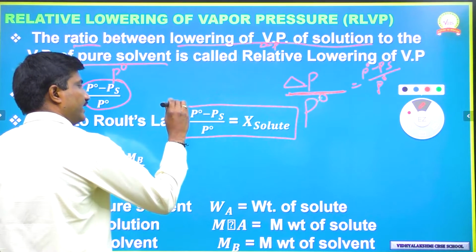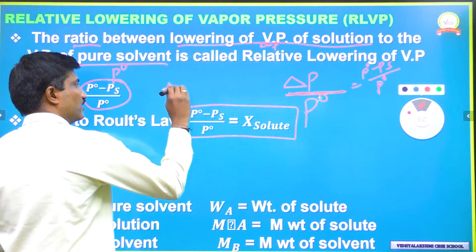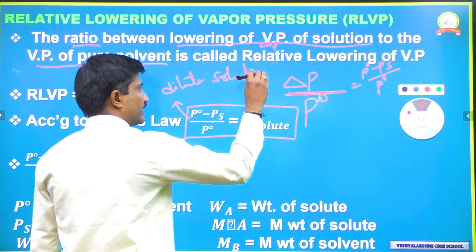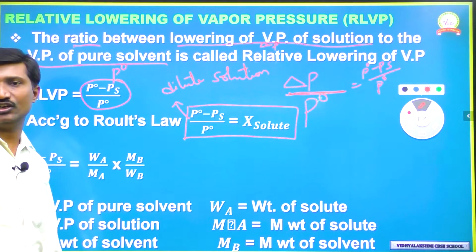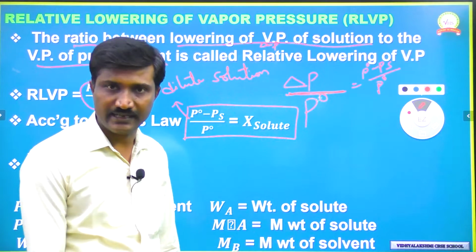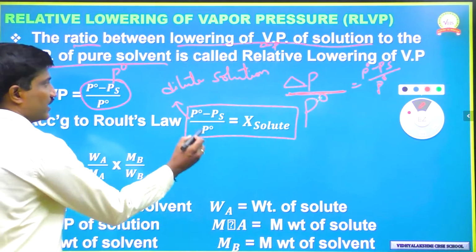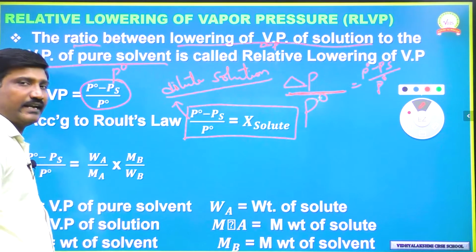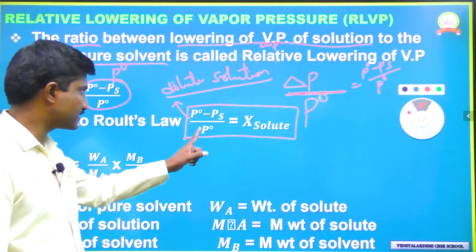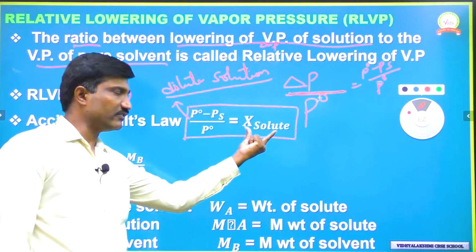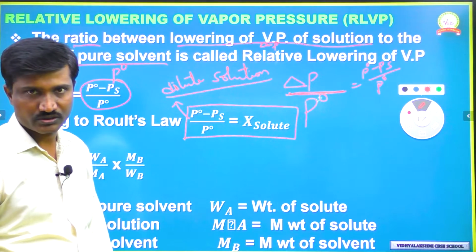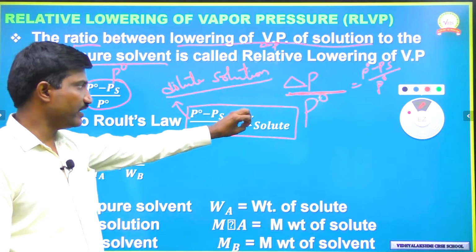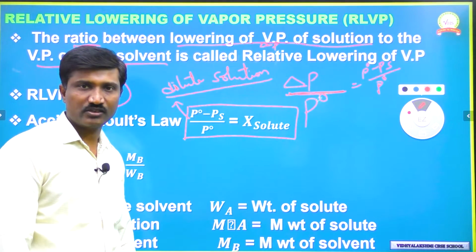This law is applicable only for dilute solutions. What does a dilute solution mean? The quantity of the solute is very small in that solution compared to the solvent quantity. For dilute solutions, where the solute does not undergo any association or dissociation, the relative lowering of vapor pressure is equal to the mole fraction of solute. That was observed by the scientist Raoult, which is why, according to Raoult's law, P naught minus PS by P naught is equal to X solute.